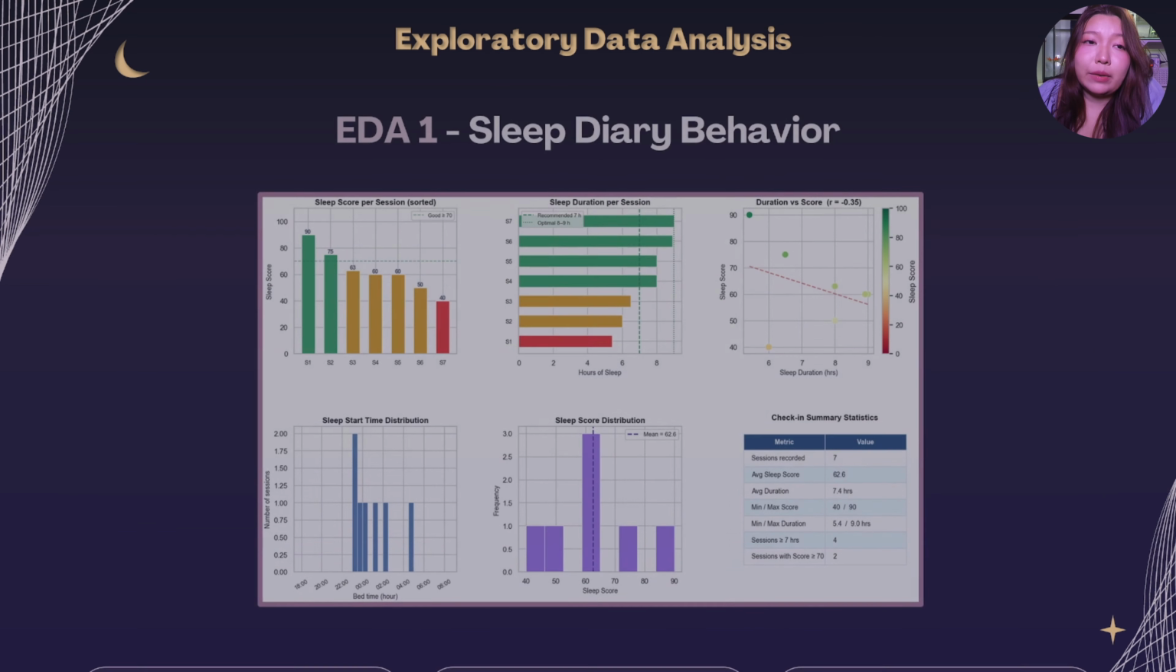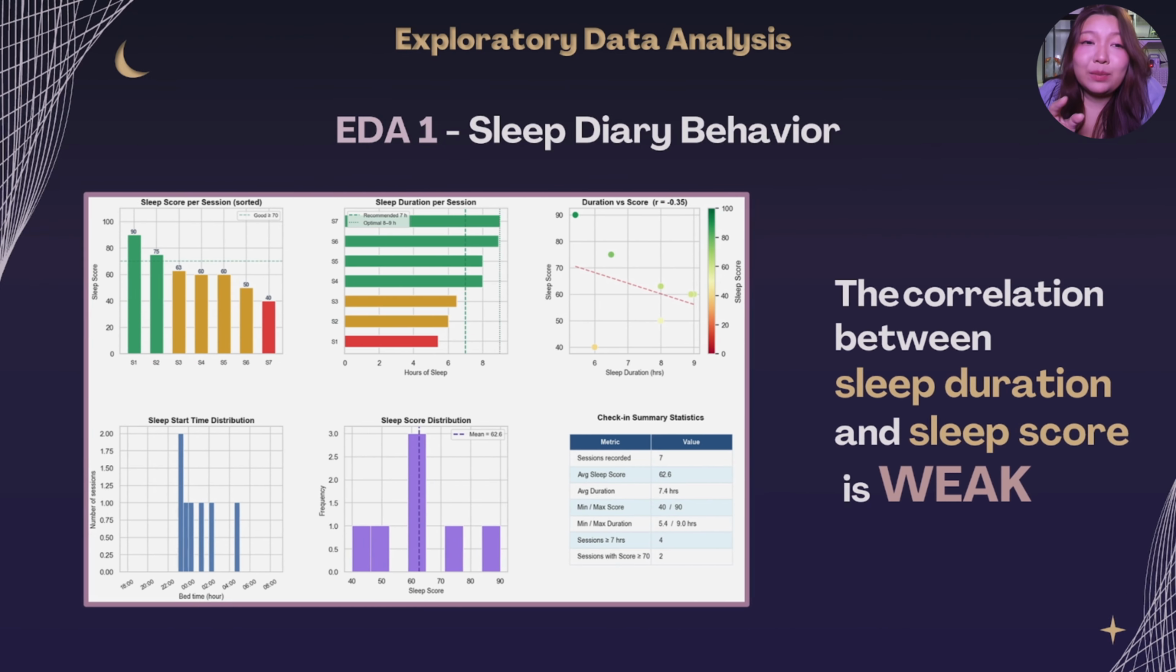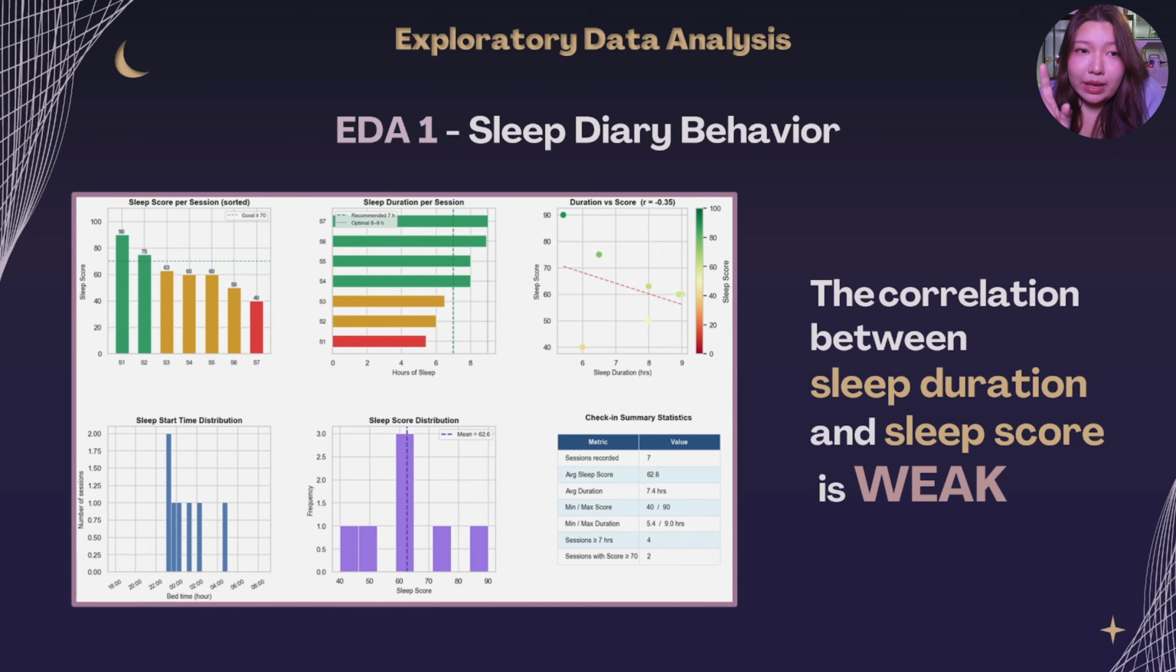EDA1 looked at the sleep theory itself. Scores range from about 20 to 100, with most sessions clustering between 55 and 80, a reasonable spread for regression. Session duration spanned 4 to 9 hours, and the key finding is that the correlation between sleep duration and score is weak. Sleeping longer didn't predict a higher score. It's an important early signal that time in bed doesn't explain quality, and environmental factors likely carry more weight. That finding motivated the rest of the project.